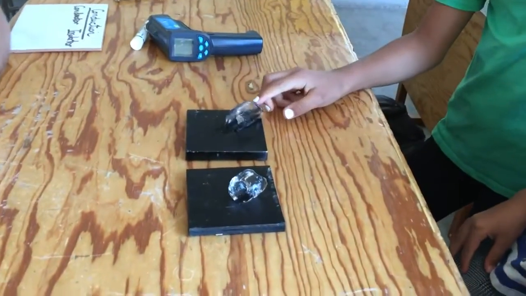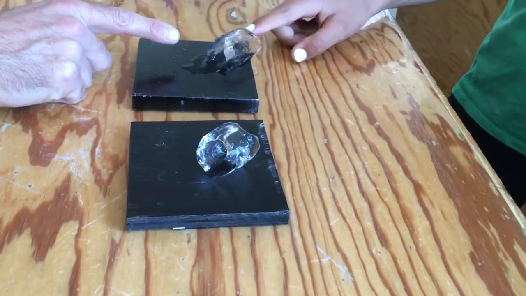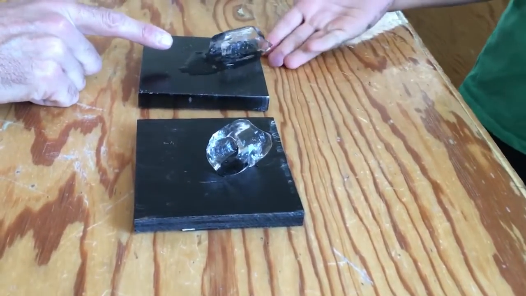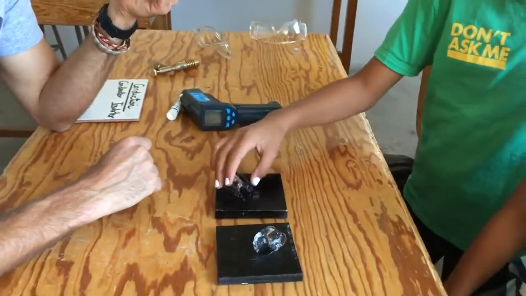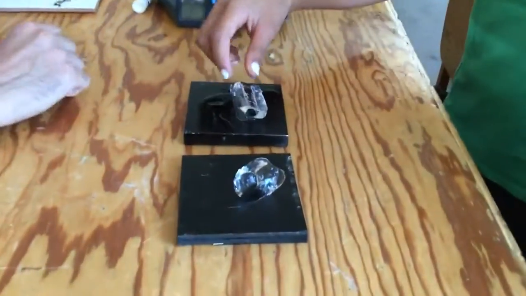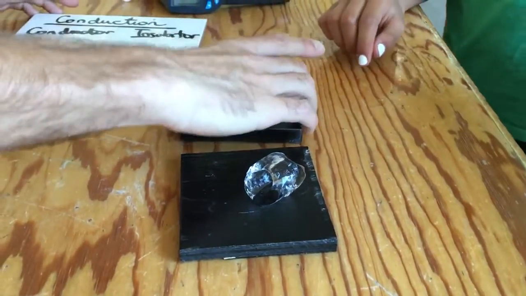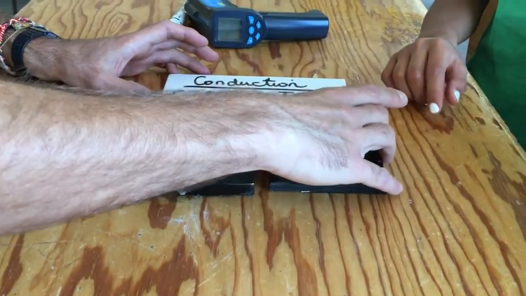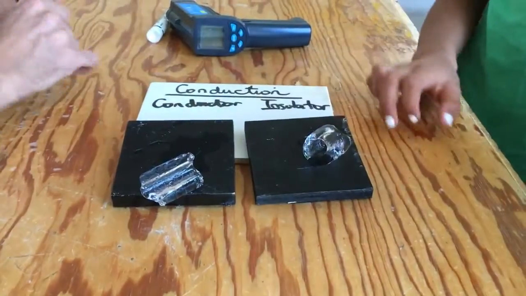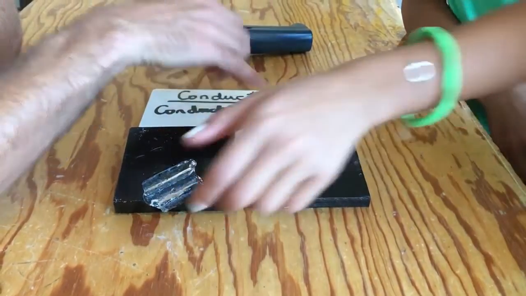Whoa, look, it's going completely off the tile. The ice on the colder tile is melting quickest. What? Why is it melting quickest? I don't know. Why is it melting quickest? Because we have a conductor and we have an insulator.